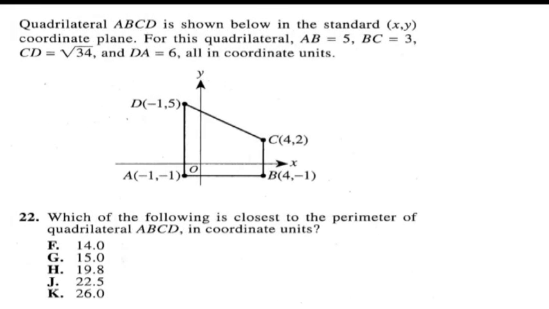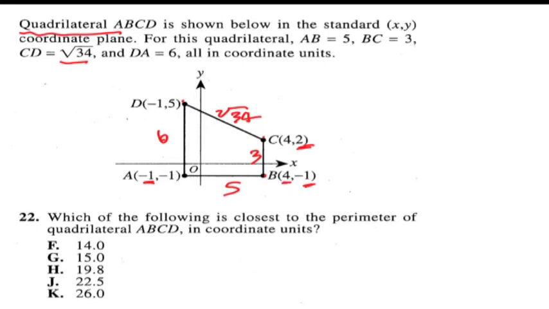Number 22. First, they've got this drawing, and they tell us quadrilateral, which means it's a 4-sided shape. ABCD is shown below. AB is 5, so they're letting us know this distance here. So we're on the x-axis, we're going from a -1 to a 4, and that is indeed 5. BC, this distance going from here to here, I'm going from a -1 on y to a +2. That makes this one a 3. And then CD, going from here to here, is the square root of 34, and DA is 6.